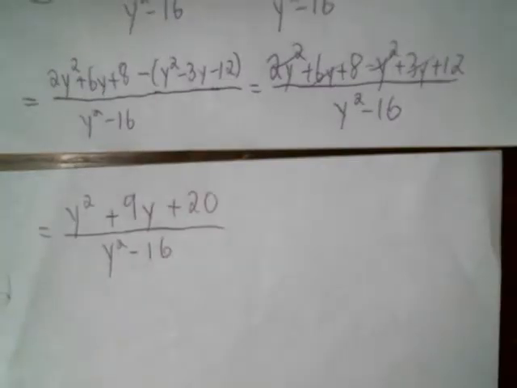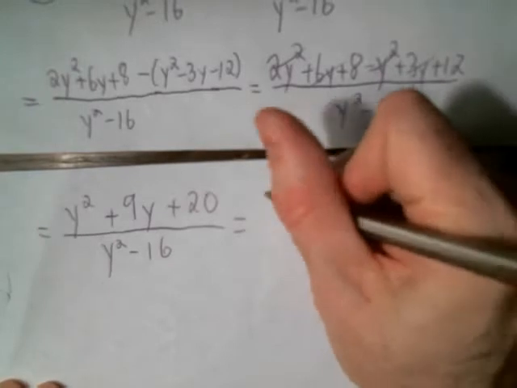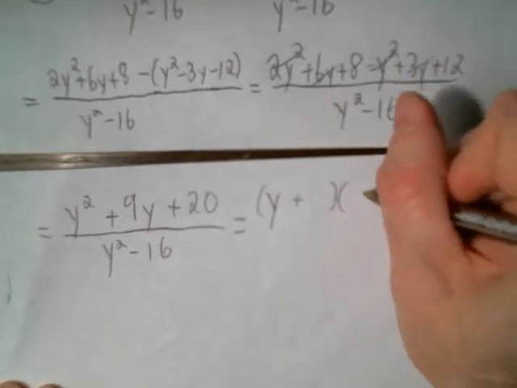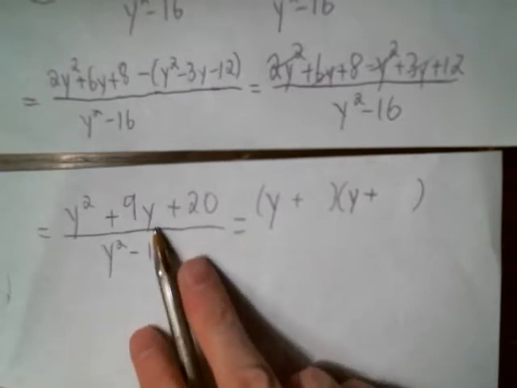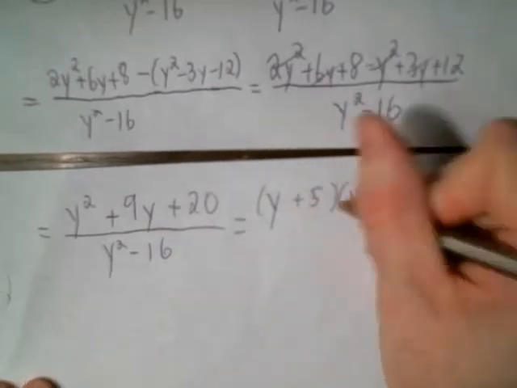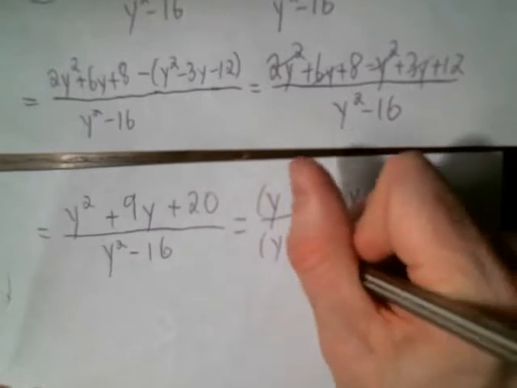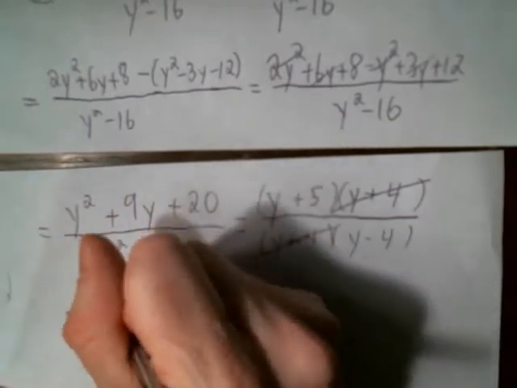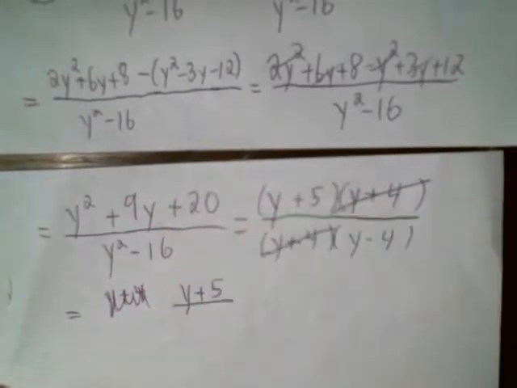Okay. Sometimes you can simplify these. I don't think we can, well, maybe we can. Let's try. So set up your parentheses. It has to be plus plus. And then something times something that's 20, but adds to be 9. So I think that's 5 and 4. Oh, we are going to get a nice cancellation, huh? So the bottom is just a difference of squares, so it would be y plus 4, y minus 4. Then these are the same, so we can remove them. And we're left with y plus 5 all over y minus 4.